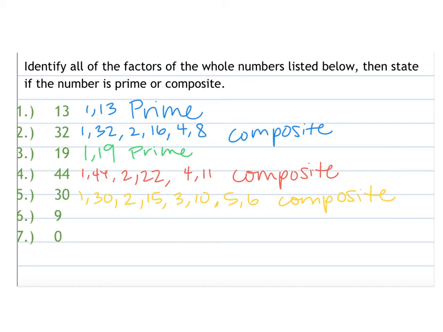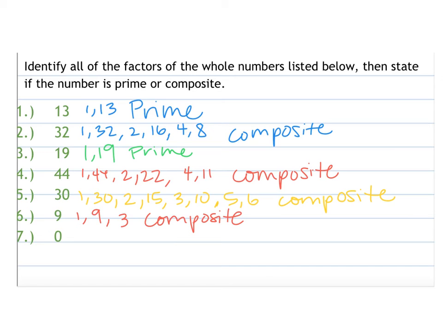For 9, 1 times 9. 3 times 3, I'm only going to list 3 once though, because we don't need to duplicate that. So it's got more than 2 factors, so that's a composite number.